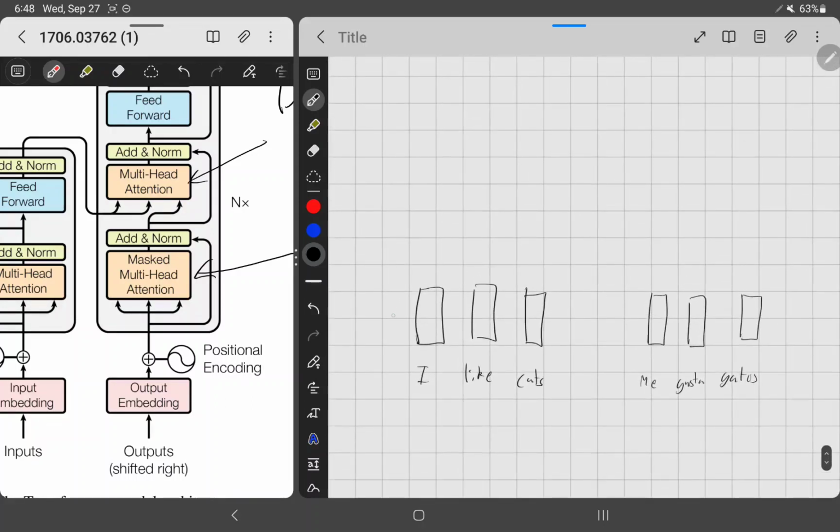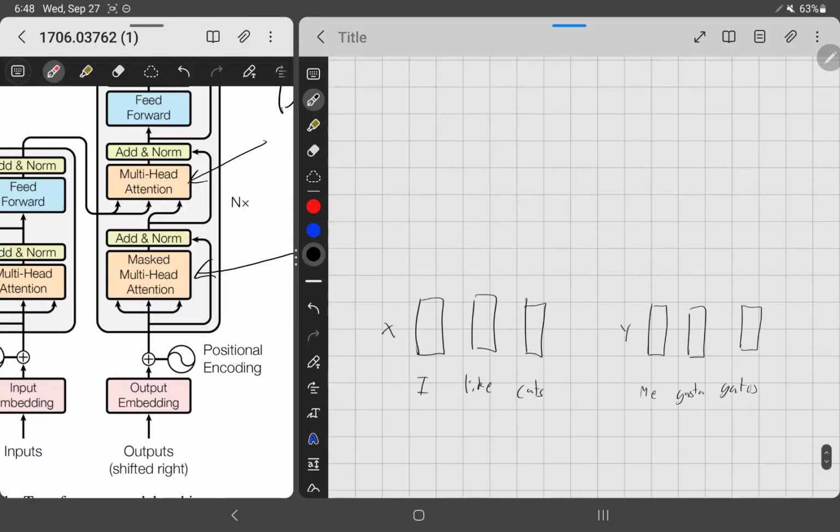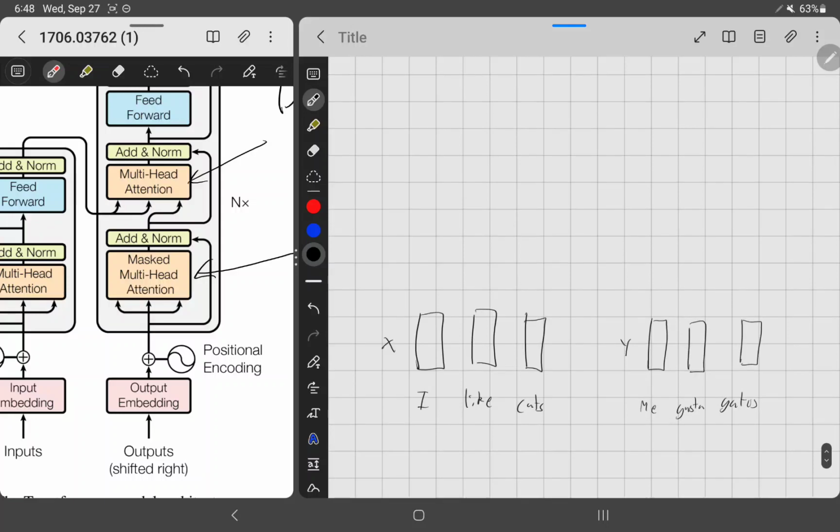So you have these two sequences here. Maybe this is X, this is Y. Now you want to combine this information somehow. With normal attention, you would compute the queries, the keys, and the values from X. So you would compute your queries, keys, and values from X.